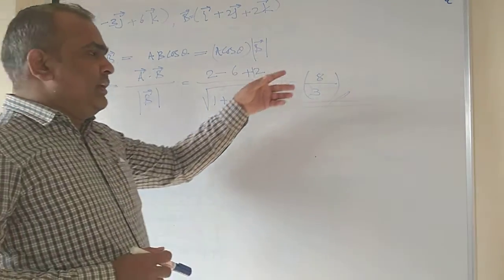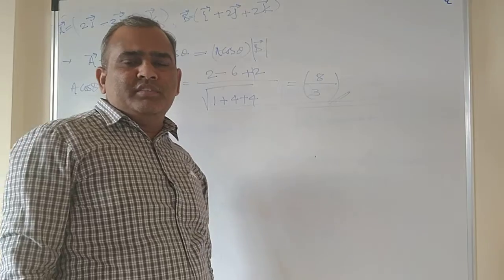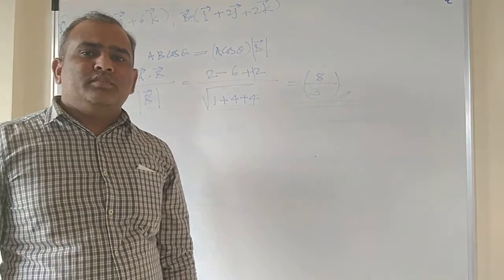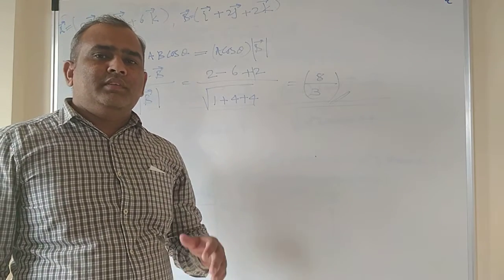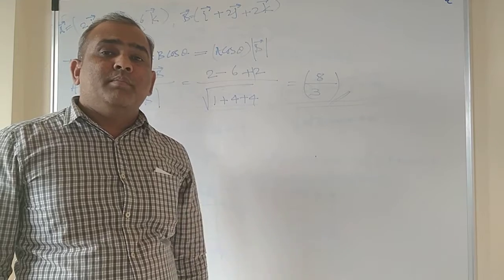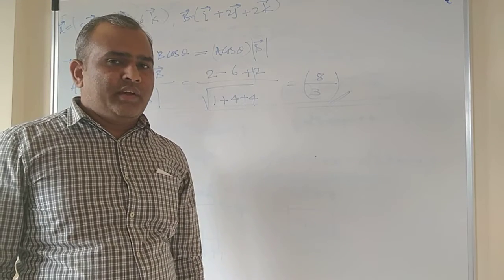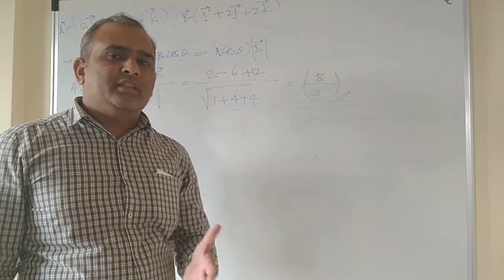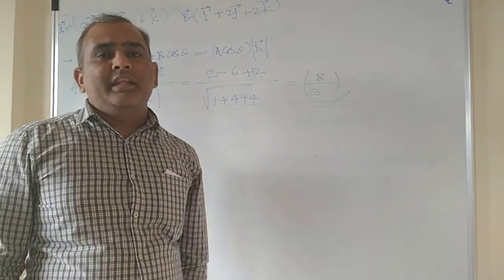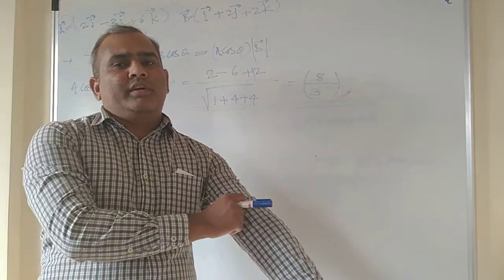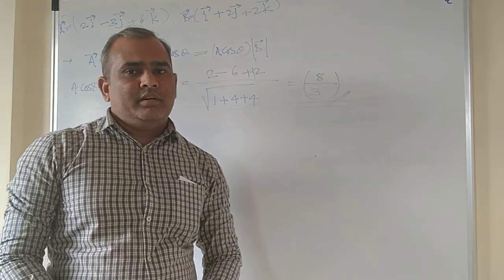Why is it a fixed quantity? Because we have studied the physical significance of the dot product: the dot product just gives the projection of one vector over another vector, that means it just gives a length only. So 8 by 3 is a length, a constant quantity, not a vector, correct?